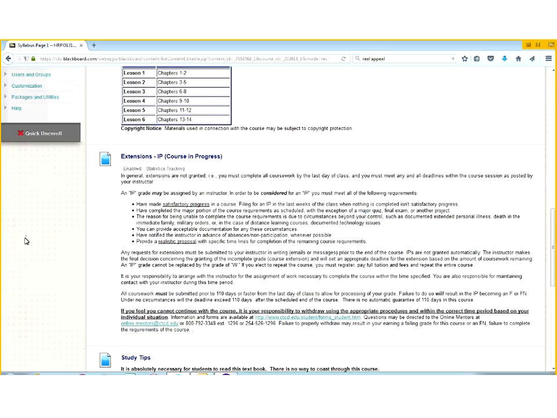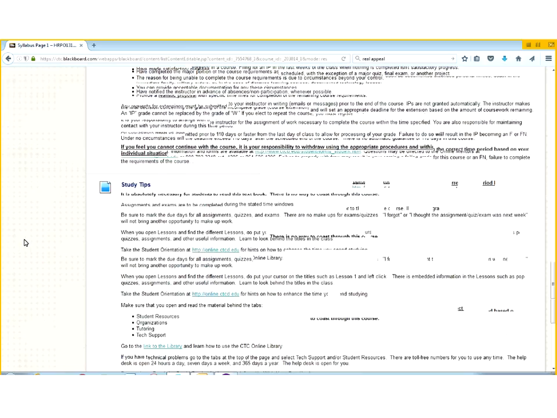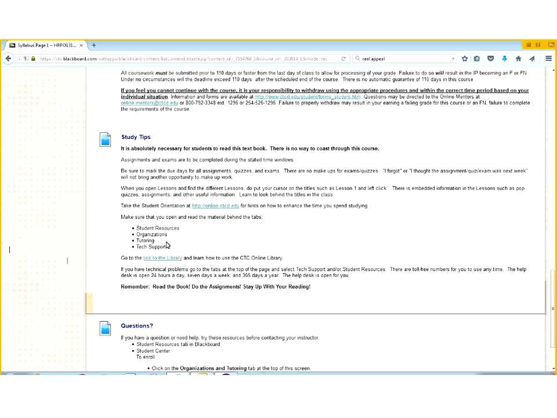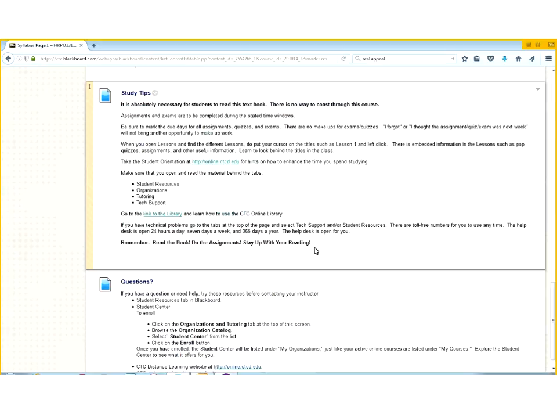So further down are the study tips, and what I'd like for you to do is to look over here where it says student orientation. Do that. Now, let's look at the remembers. Remember, read the book. If you were in my lecture class, you would understand the letters RTB, which is read the book. If you think that you can get through this course by just answering the questions on the exams, it will not work. You need to read the book, and it's manageable.